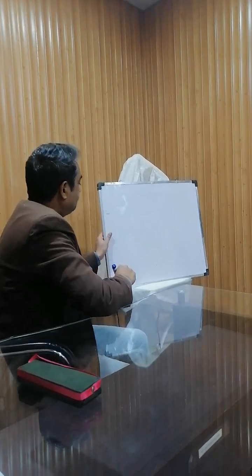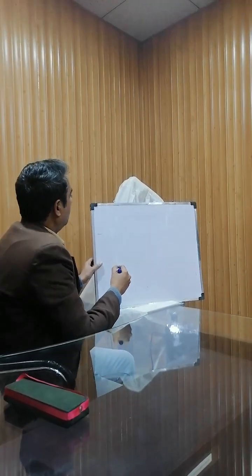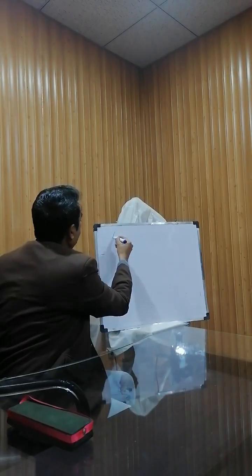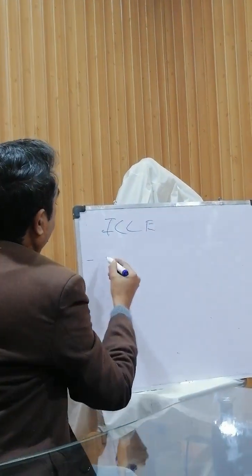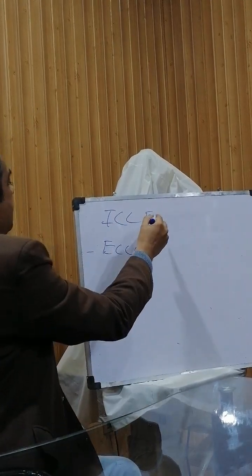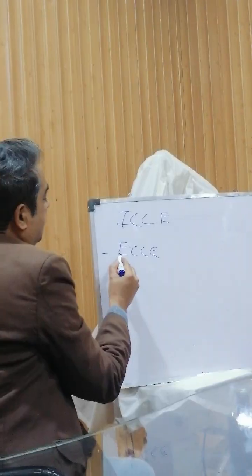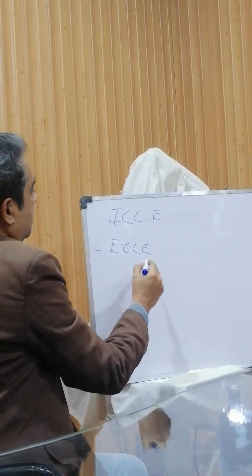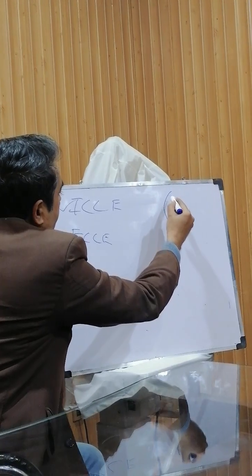So basically, there are two techniques. One is ICCE and the other is ECCE. ICCE stands for intracapsular cataract extraction, and this is extracapsular cataract extraction. This one is now obsolete. What happens in it?